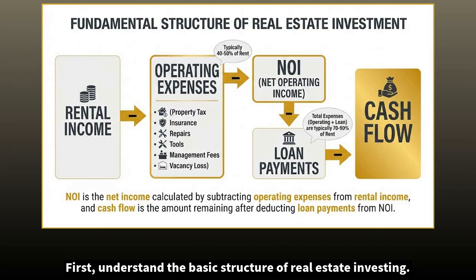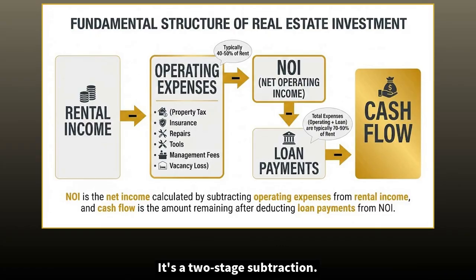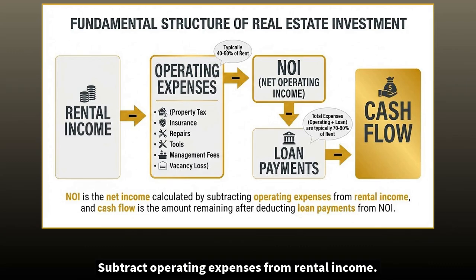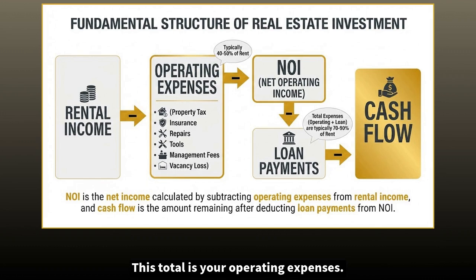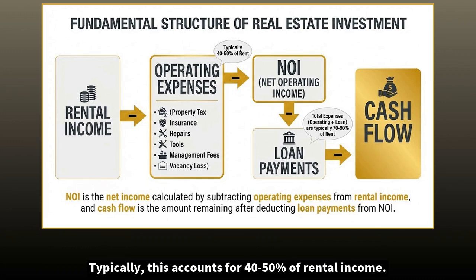First, understand the basic structure of real estate investing. It's a 2-stage subtraction. Stage 1. Subtract operating expenses from rental income. Property taxes, insurance, repairs, management fees, vacancy losses. This total is your operating expenses. Typically, this accounts for 40 to 50% of rental income.